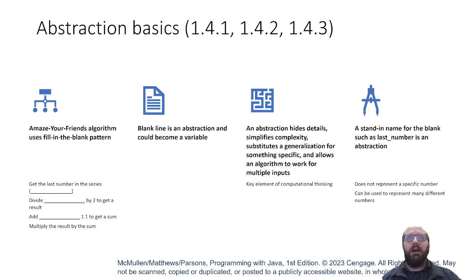The Maze Your Friends algorithm uses a fill-in-the-blank pattern. The blank line is the abstraction that can be turned into a variable. Now, the definition of abstraction is hiding details, simplifying complexity, or substituting a generalization for something specific. It allows an algorithm to work with multiple inputs. So just because we use 10 in the example doesn't mean we have to use 10 in the algorithm. We can pass it in as a parameter. This is a key element of computational thinking.